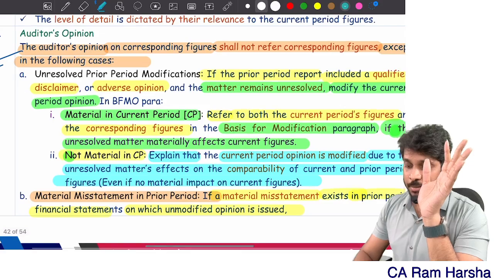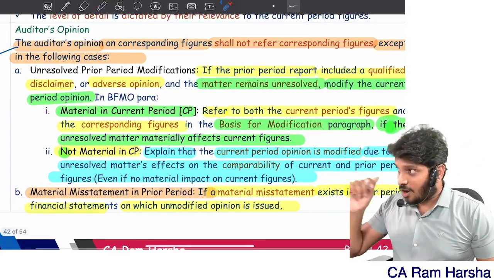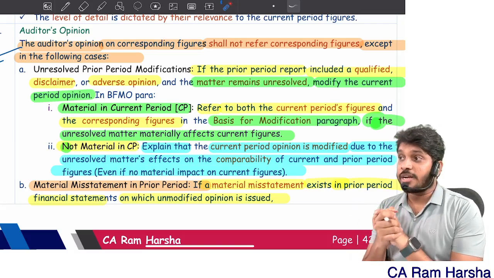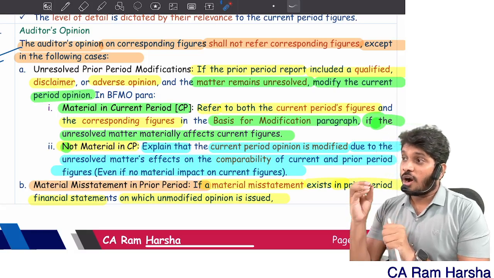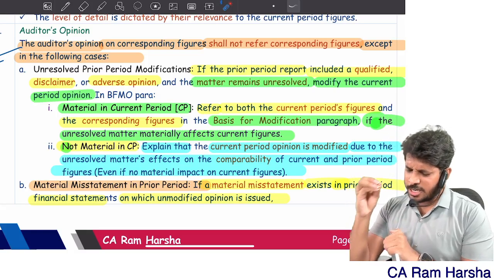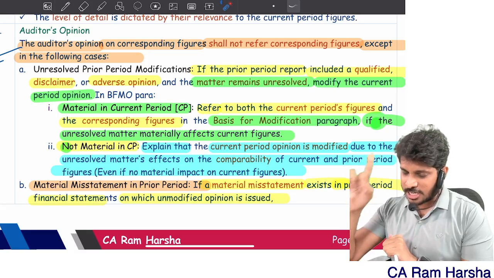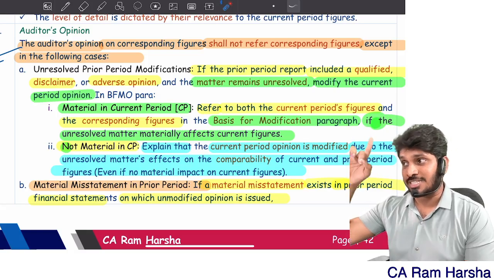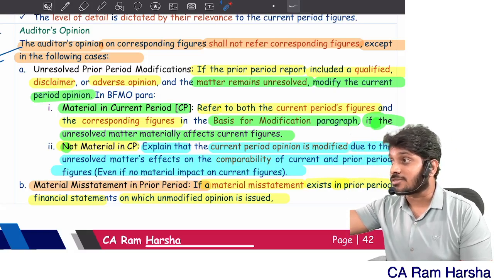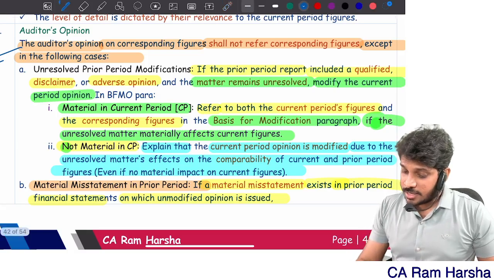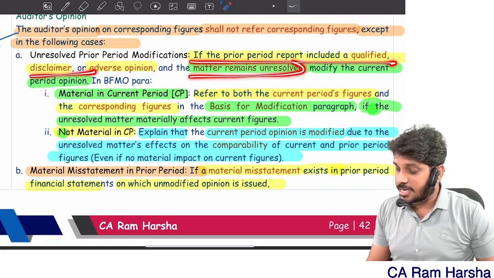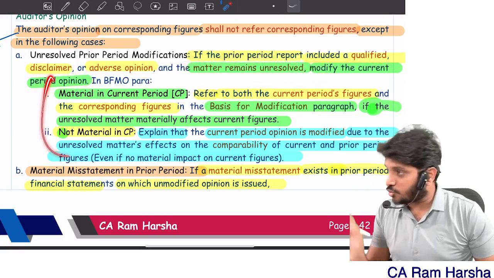Now let's start comparison. One time the question was asked: generally, if the corresponding figures approach is followed, the auditor's opinion in the audit report shall not refer to corresponding figures except in a few circumstances. What are the circumstances? You should write like this. If the prior period report includes a qualified opinion and the matter remained unresolved, then the auditor shall also modify the current period. Up to this only you should write. Sub points you need not write.